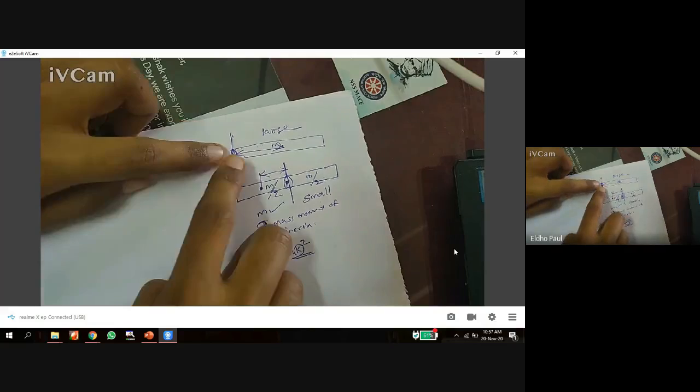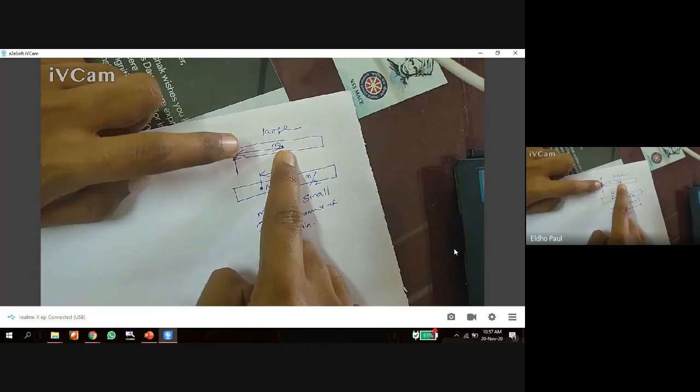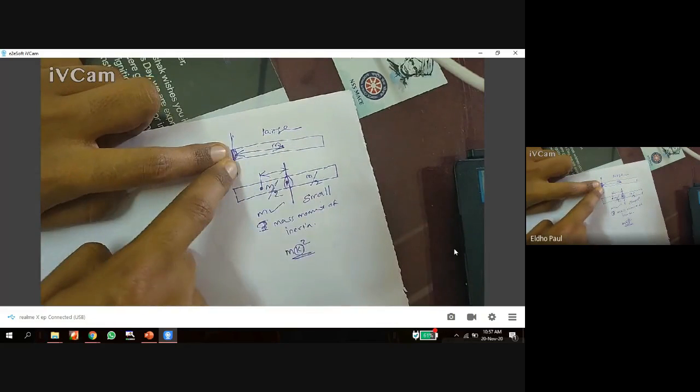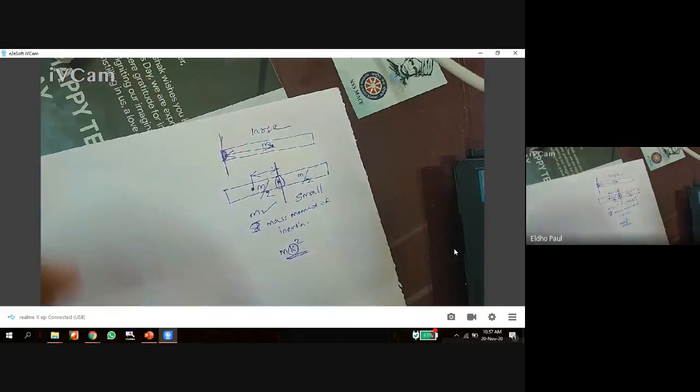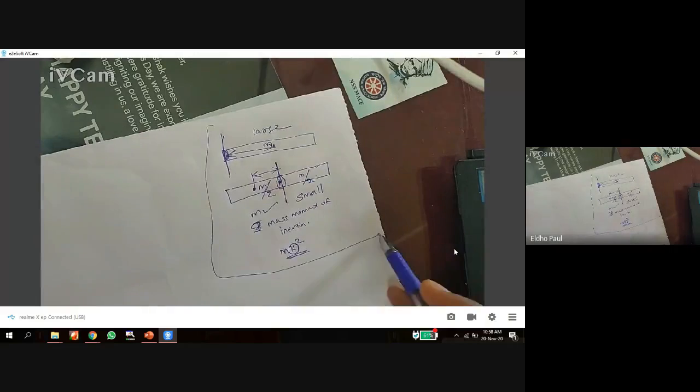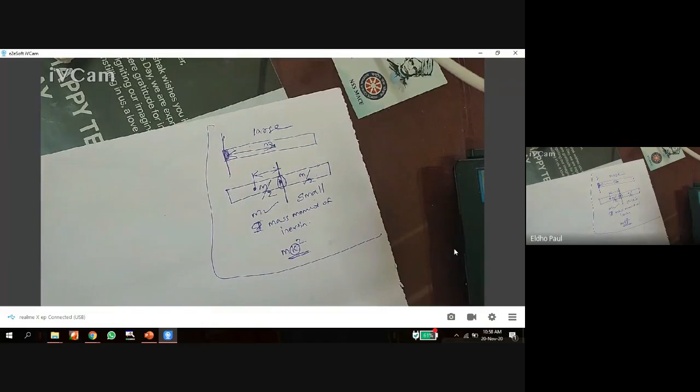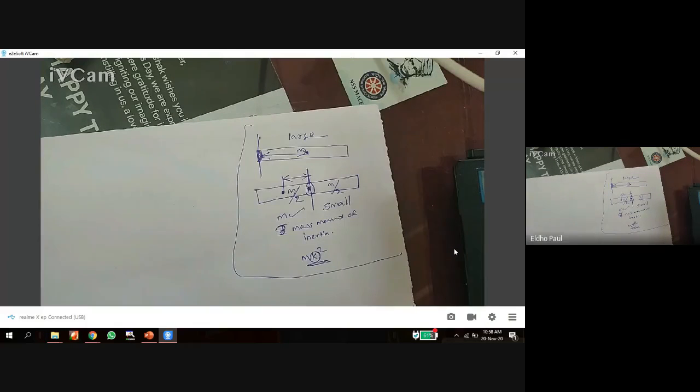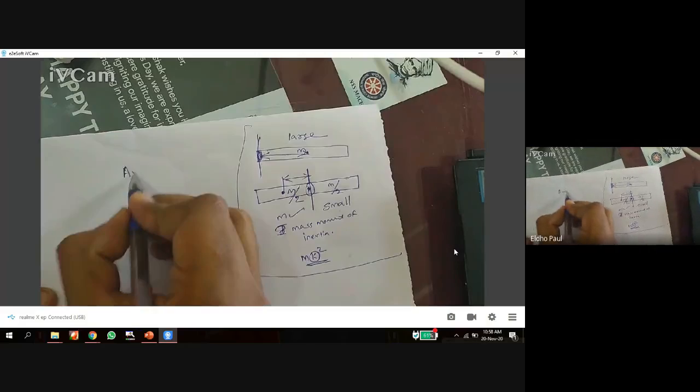Then we can easily rotate that structure. And if the center of mass and the center of rotation axis, this is my center of rotation axis, are at a very large distance, then it will be very difficult to rotate because the mass moment of inertia is very large for that case. Okay, so this is the case of mass moment of inertia. Another one is area moment of inertia.